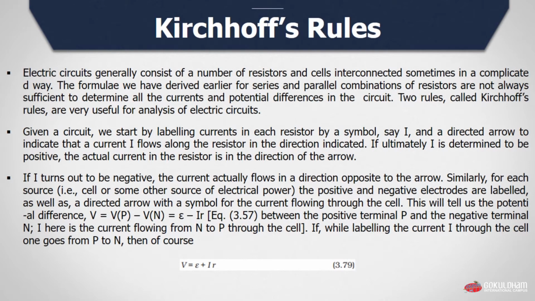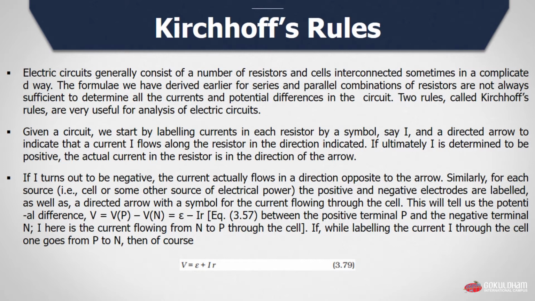Electric circuits generally consist of a number of resistors and cells, and all these are interconnected sometimes in a complicated way. Means if we want to make a complicated circuit, then these resistors and cells are interconnected in a complicated way. The formulas we have derived earlier for series and parallel combinations of resistors are not always sufficient to determine all the currents and potential differences in the whole circuit. Two rules called Kirchhoff's rules are very useful for analysis of these electric circuits.